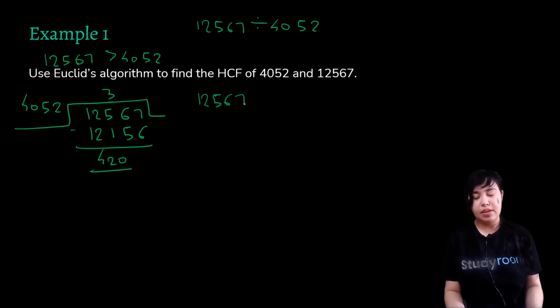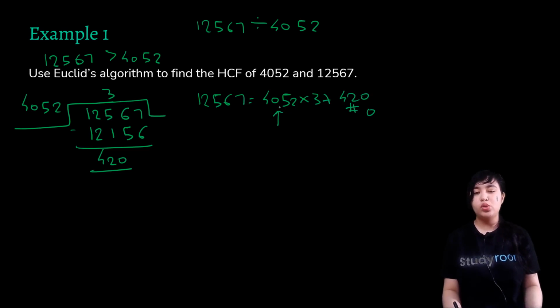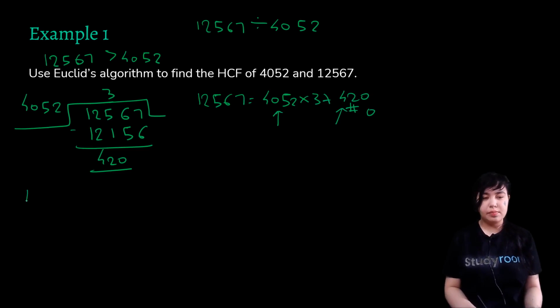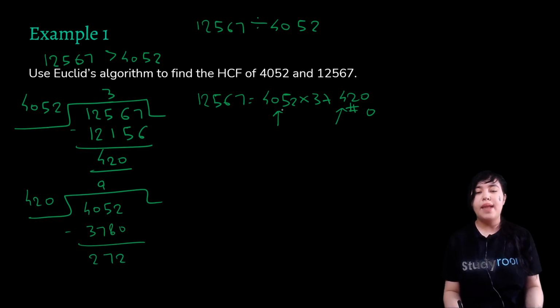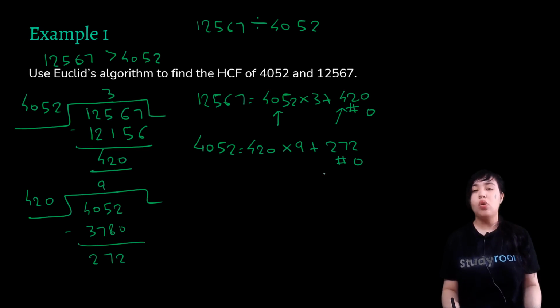So I've applied Euclid's division lemma to the initial integers, and I see that 12567, which is my dividend, is equal to divisor into quotient plus remainder. This remainder is not equal to 0. So this time I'll apply my lemma to 4052 and 420. So you do this. Here I'll get a 9 and here we get 3780. Here you get 272. So on applying the lemma to these integers, we get 4052 is equal to 420 into 9 plus 272. Again this remainder is not equal to 0.